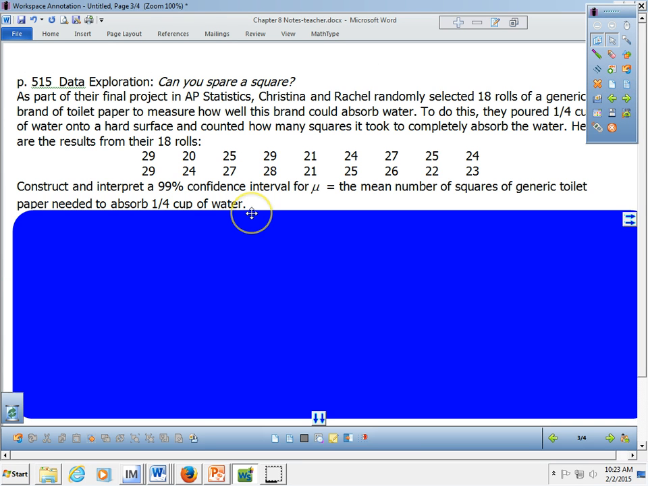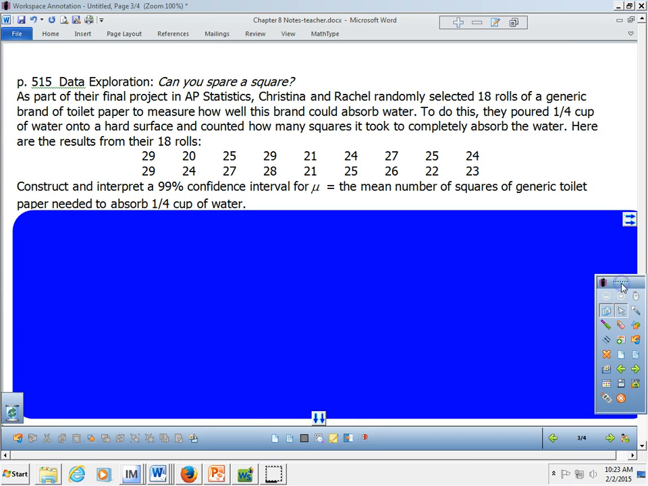Okay? All right. Last example here is part of their final project in AP Stats. Christina and Rachel randomly selected 18 rolls of generic brand toilet paper to measure how well this brand could absorb water. To do this, they poured a quarter cup of water onto a hard surface and counted how many squares it took to completely absorb the water. Here are the results from their 18 rolls. Okay? Construct and interpret a 99% confidence interval for mu, which is the mean number of squares of generic toilet paper needed to absorb a quarter cup of water.